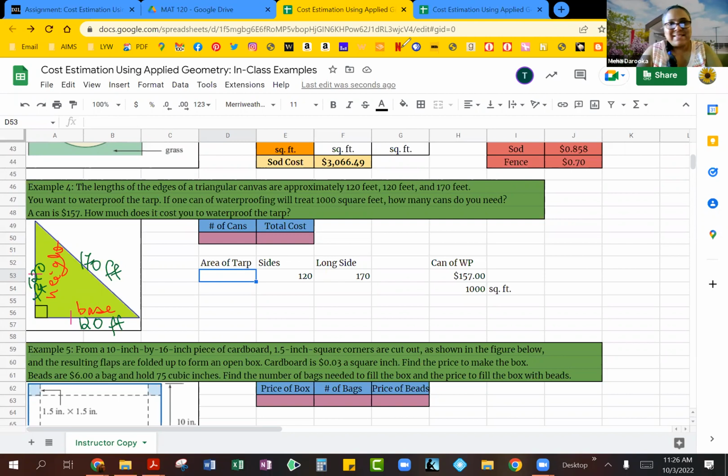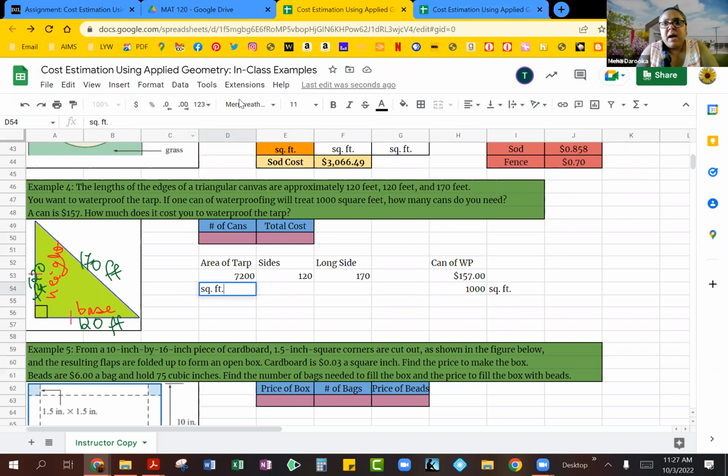So you've got your base and height, which in this case are going to be the same measurement. So for our area, it's going to be 1/2, and I'm going to put that in parentheses. So we're doing 1/2 times base times height, which in this case happens to be the same number. So 120 times 120, and then you do the 1/2. And this will be your square feet measurement, right?